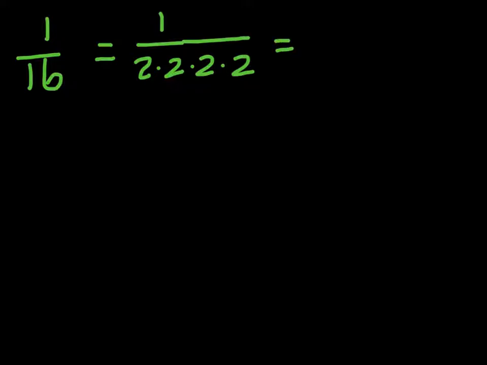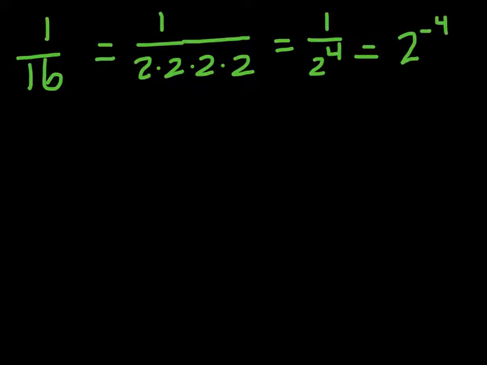You can also use prime factorization of a number to write a fraction as an expression involving negative exponents. Let's try this. Let's rewrite 1/16 as an expression without using a fraction bar. So we'll begin by writing the prime factorization of 16. 1 over 2 times 2 times 2 times 2, or 1 over 2 to the 4th power. So now we can write this without using a fraction bar by writing it as 2 to the negative 4th.